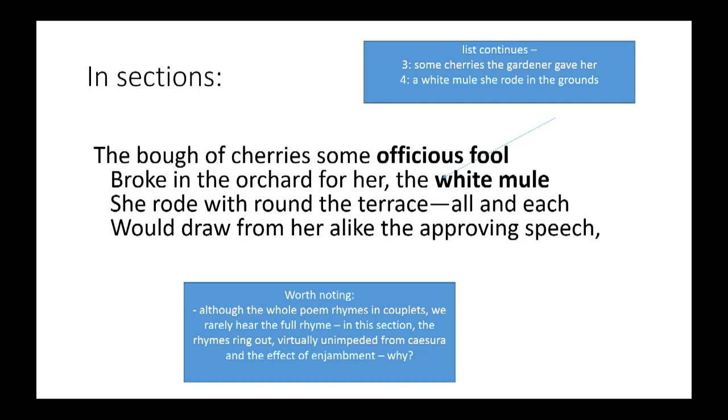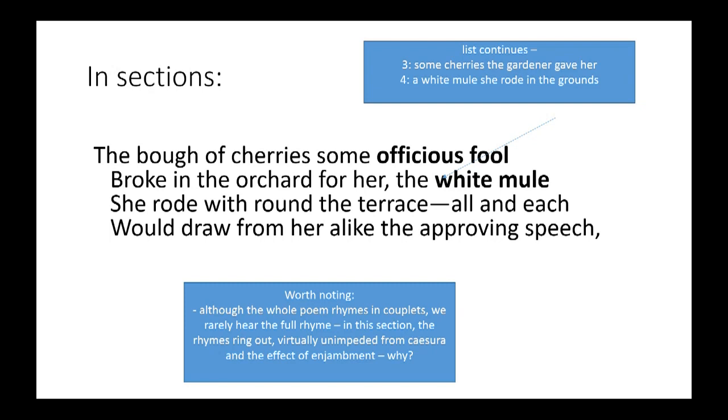This continues. The bough of cherries, some officious fool broke in the orchard for her. So presumably this is a gardener or a groundskeeper or some kind of servant, officious fool. She said, can I have some cherries from that tree or from the orchard? And he's gone off and got some for her and brought them back and she's eaten them. Is the Duke jealous of that potential relationship? Is that flirtatious? Again, I don't think so. It's not really the officious fool that he is obsessed with here. It's the bough of cherries.